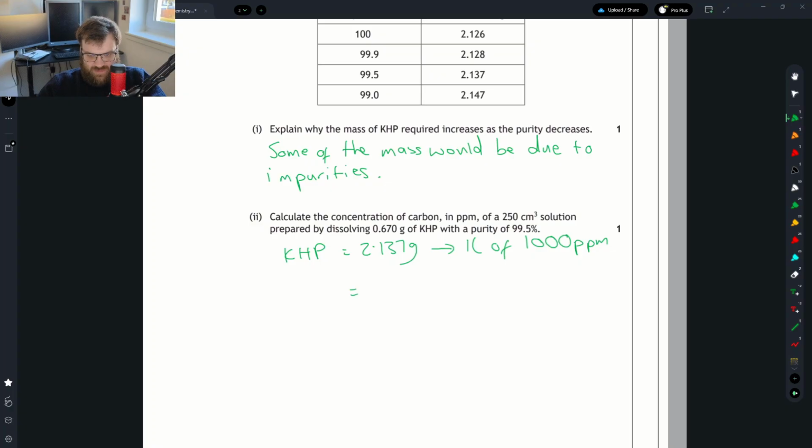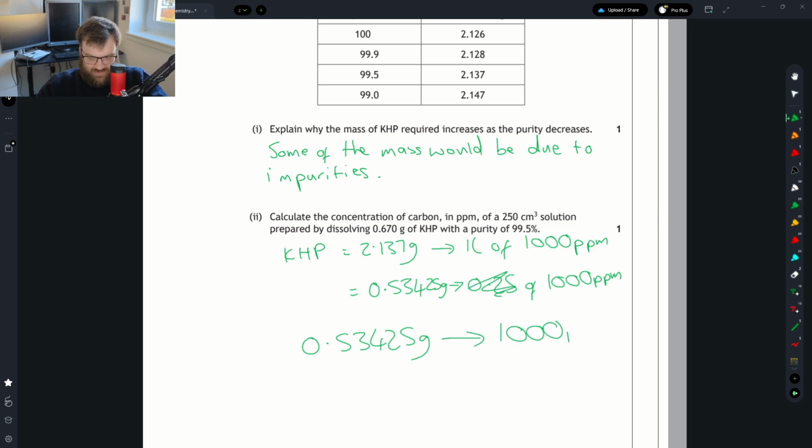So if we wanted 0.25 of 1000 ppm, which is 250, we would need a quarter of that over 4. That would be 0.534 to 5 grams. Right. So 0.534 grams. Hold that for a second.